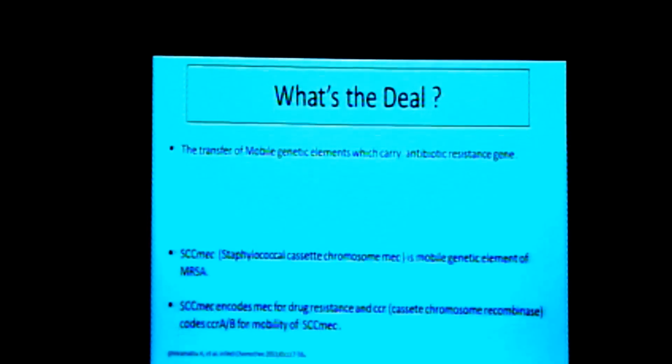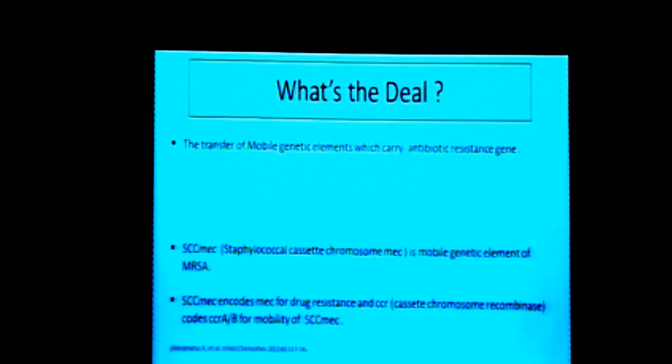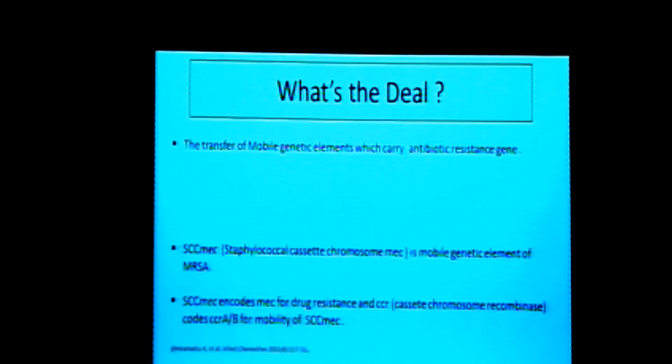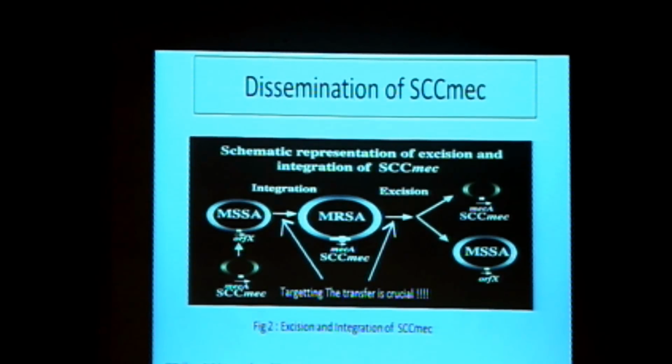And SCCmec, which is the staphylococcal cassette chromosome mec, is the mobile genetic element of the MRSA. So the mec encodes for mecA, which further codes for the beta-lactam drug resistance, and the CCR, which codes for the mobility of SCCmec. And this is the particular gene island which I'm talking about. So here in the schematic, we see that upon the uptake of this SCCmec, how the sensitive strain gets converted into the MRSA and vice versa.